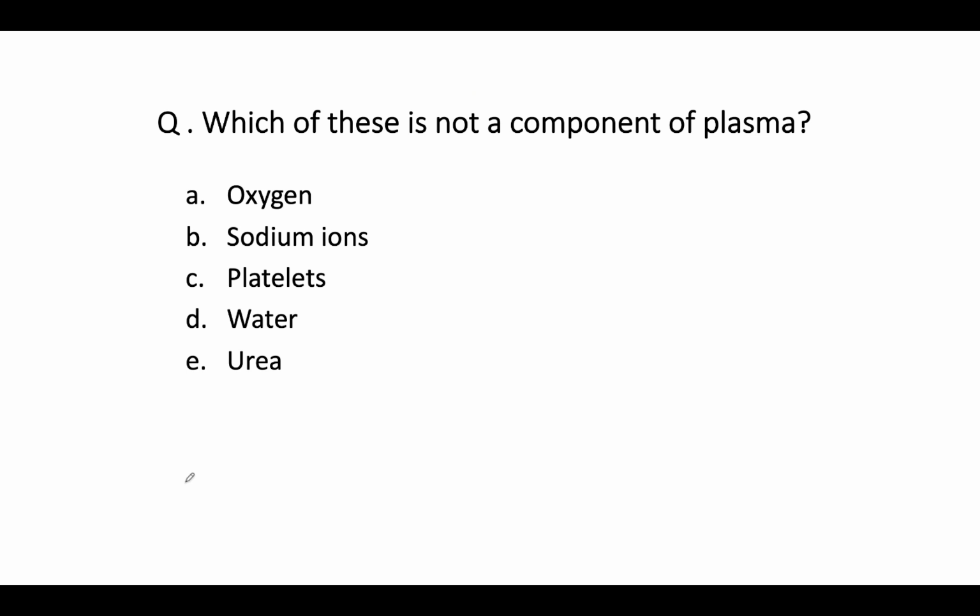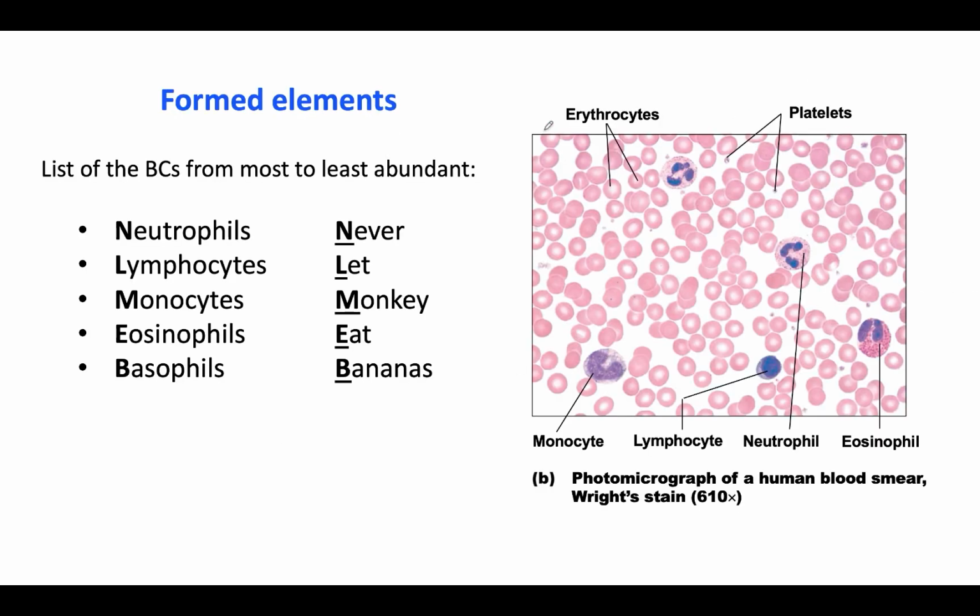Let's solve this question. Which of these is not a component of plasma? Oxygen, present. Sodium ions from salt, present. Water, present. Urea, a waste product, present. What about platelets? Platelets are present in the buffy coat layer, not plasma. So the answer is C. When you look at this right panel, you can see a micrographic view of a formed element.